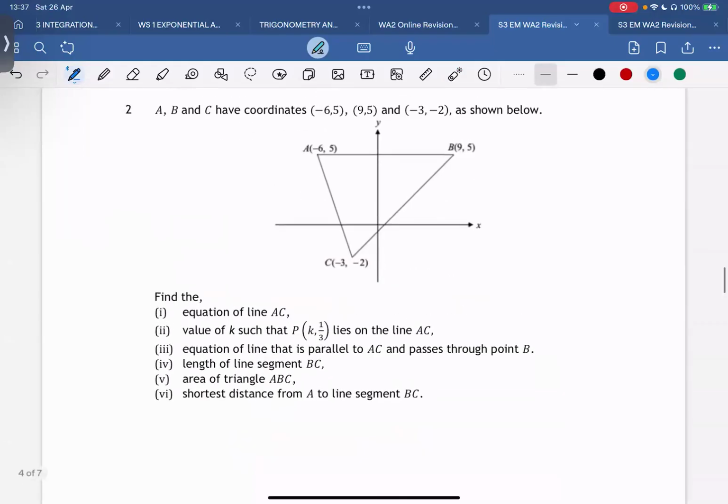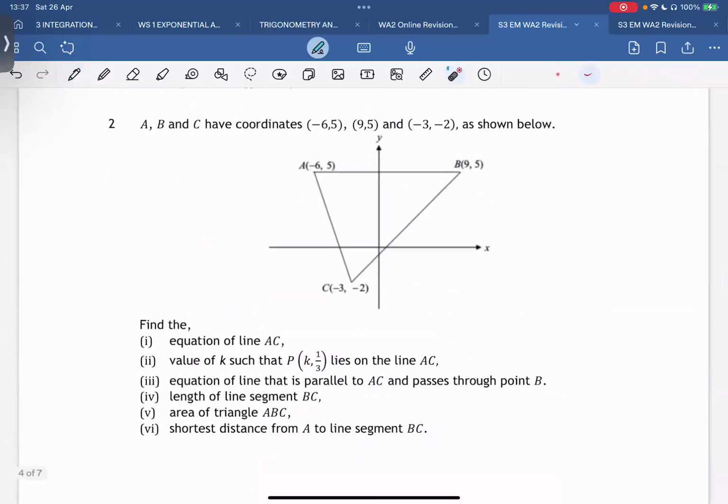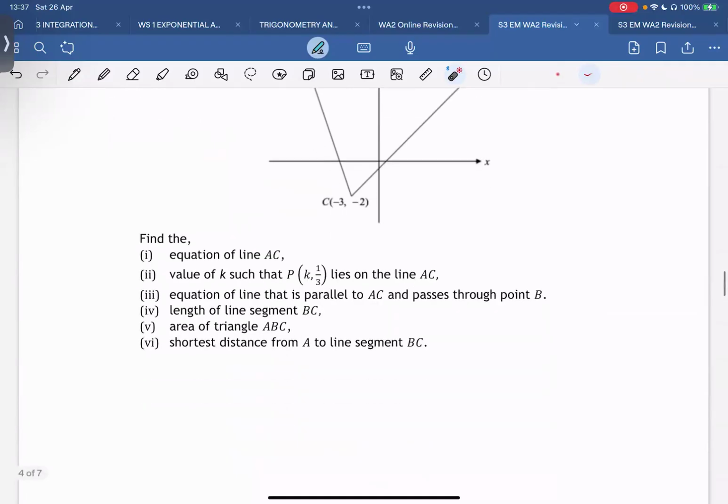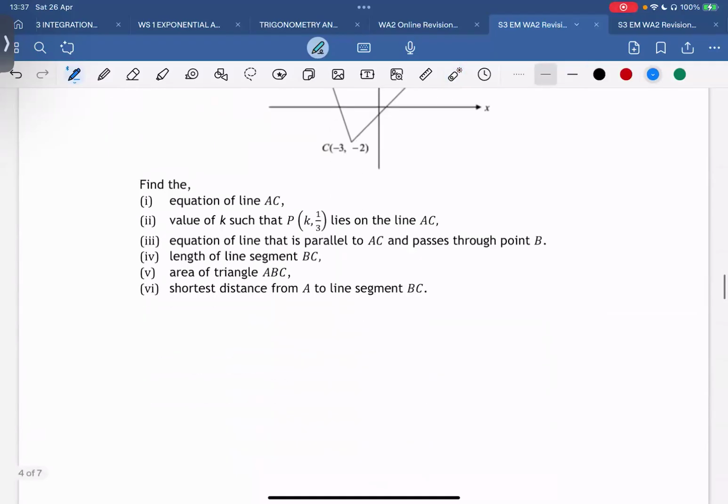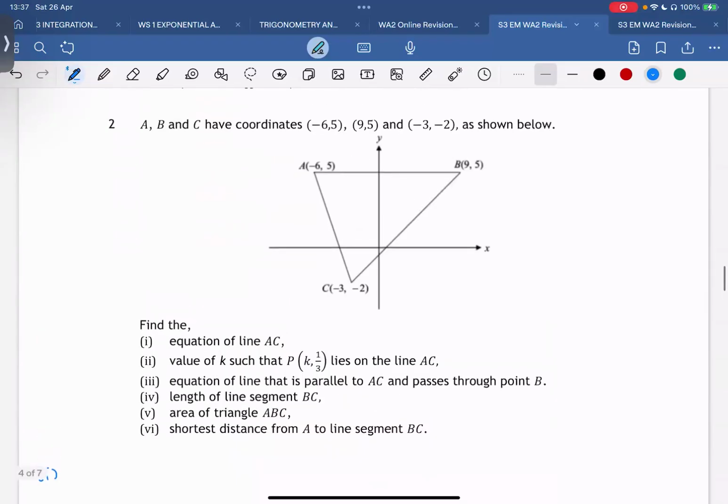Okay, question 2. Now we have 3 pairs of coordinates, A, B, C. First question, find the equation of line AC. So same thing, to find the equation of a line, we need the gradient and y-intercept. So let's try to find that.